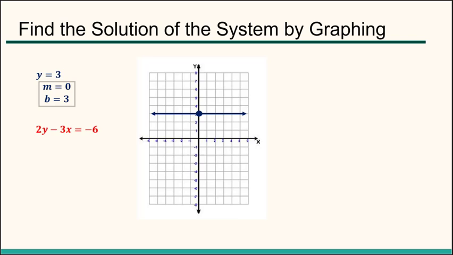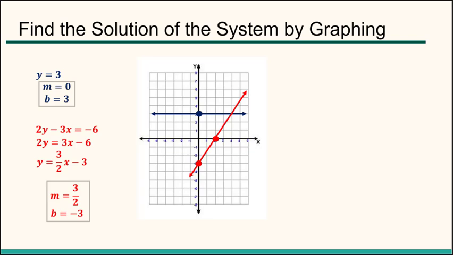Let's get another one. This one is written in a terrible form, but I still like to write it as y equals. So I'm going to add 3x to both sides. Then I'll divide everything through by 2, and I'll get y equals 3 over 2 x minus 3. Then I can read the slope. The slope is 3/2. The y-intercept is negative 3. So I'm going to draw that dot at negative 3. Then I'll go up 3, run 2. Draw my dot, draw my line.